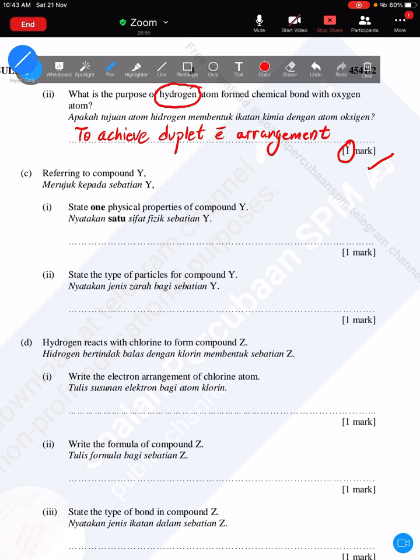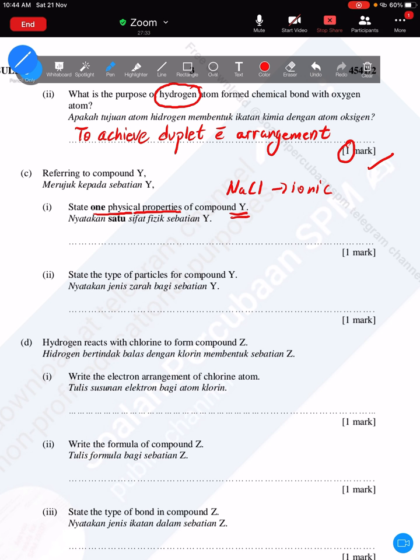Okay, now look at C. Referring to compound Y, state one physical property of this one. Physical properties of Y. I have told you, Y is NaCl, an ionic compound. We already discussed this. What is the physical property of Y? I give you so many, you can choose one. Take the easiest one. Yes, that is the easiest one.